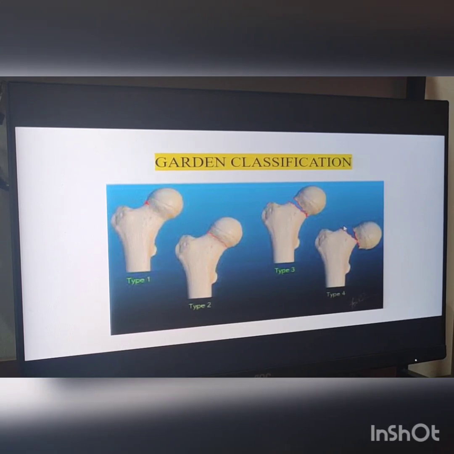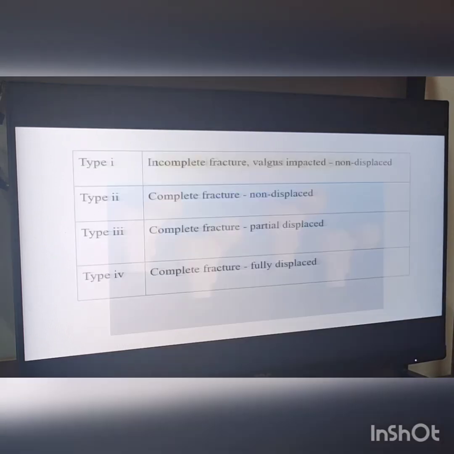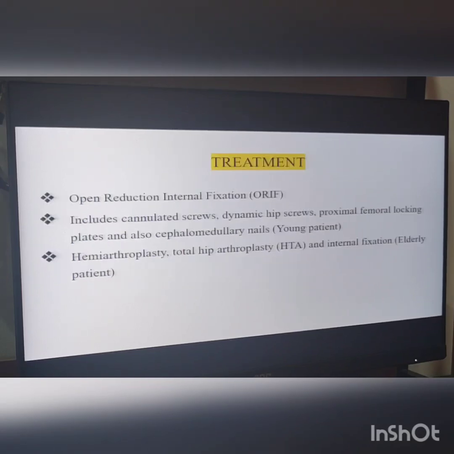So I summarize the classification here in this diagram. You can see type 1 is an incomplete fracture with valgus impacted, a non-displaced fracture. Type 2 is a complete fracture, non-displaced, and type 3 is a complete fracture, partially displaced, and type 4 is a complete fracture with fully displaced. Easy to understand as long as you know the anatomy and can interpret the X-ray.